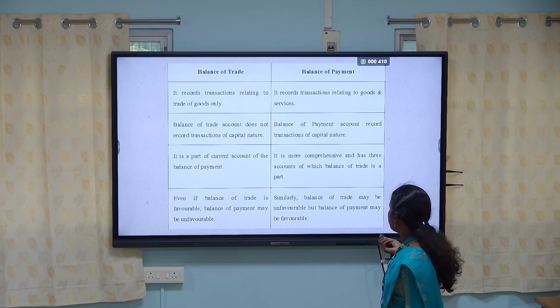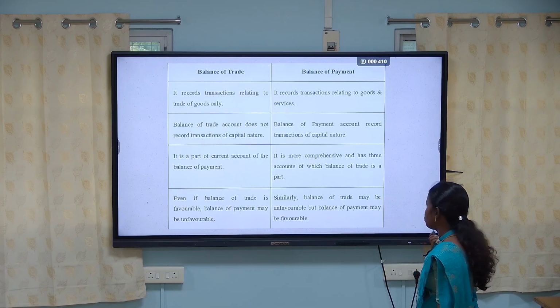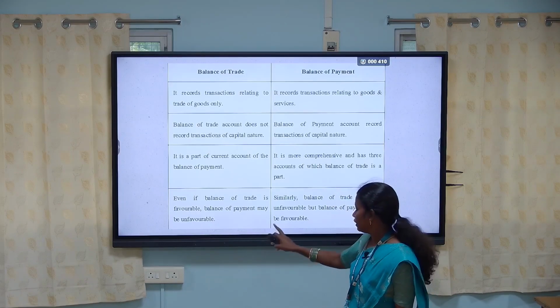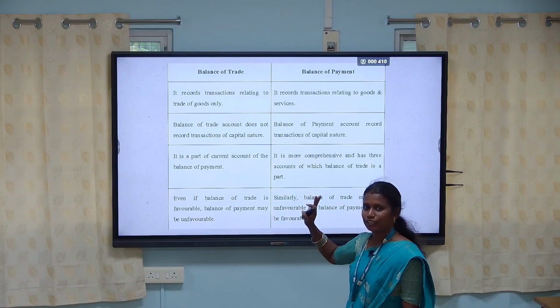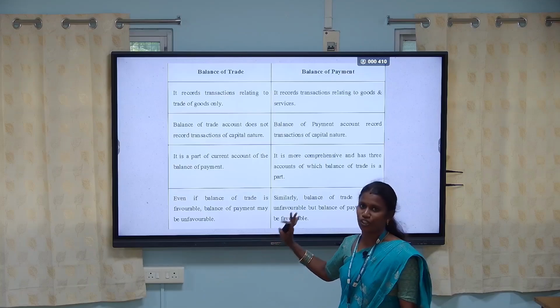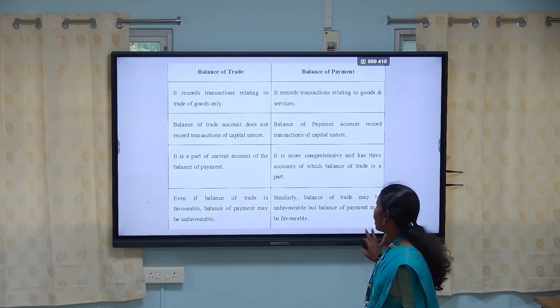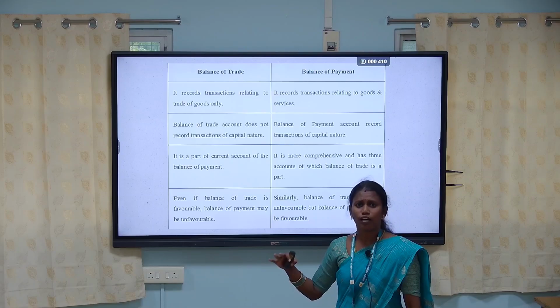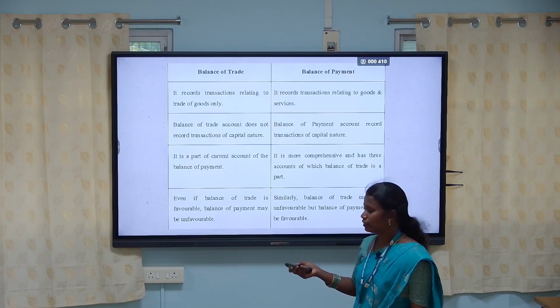And under balance of payment, similarly, the balance of trade may be unfavorable, but the balance of payment may be a favorable one. Because in the balance of trade account we are seeing only one transaction, but in the case of the balance of payment account we are totally balancing two sides, namely the credit and debit side.